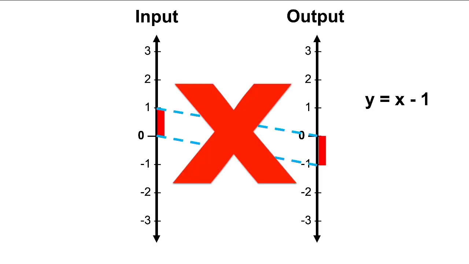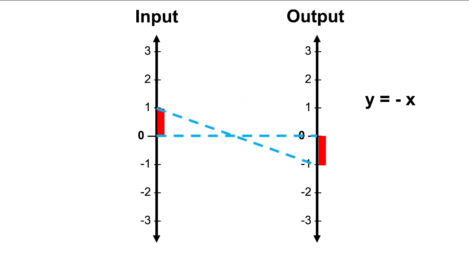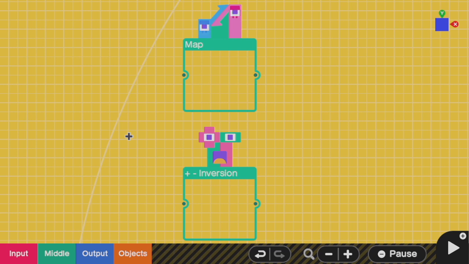This map no longer maps 1 to 0 and 0 to negative 1. Now this nodon will map 1 to negative 1 and 0 to 0. This means that we are mapping the upper bound of the input to the lower bound of the output. Therefore, this map nodon is identical to an inversion nodon.